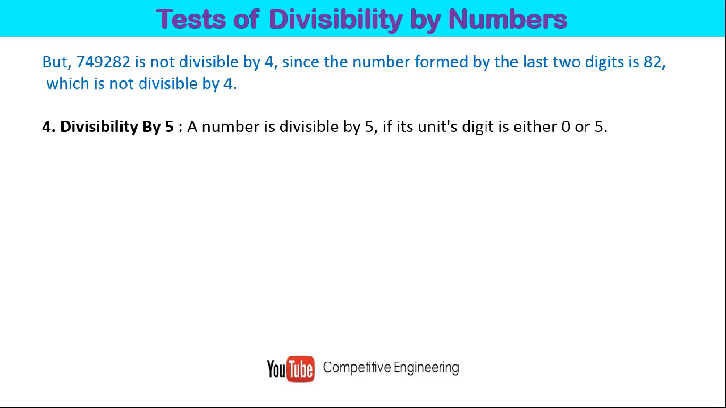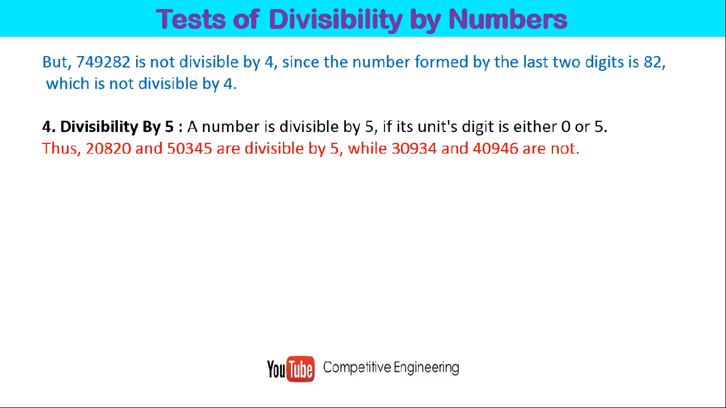A number is divisible by 5 if its unit digit is either 0 or 5, which means that the number should end with 0 or 5. That is, 20820, which is ending with 0, and 50345, which is ending with 5, both are divisible by 5, while 30934 and 40946 are not divisible by 5 because they are not ending with either 0 or 5.